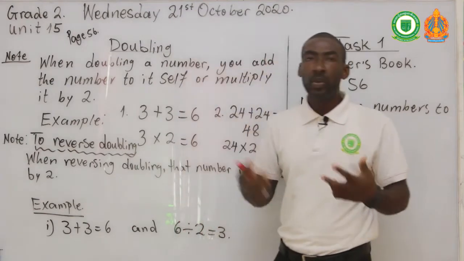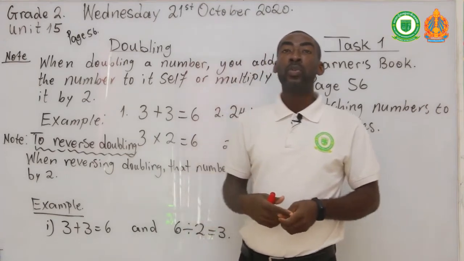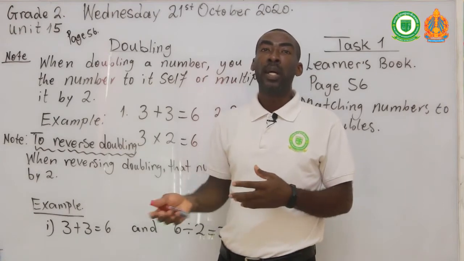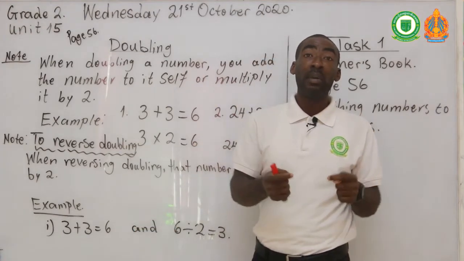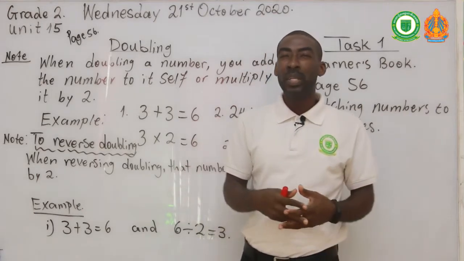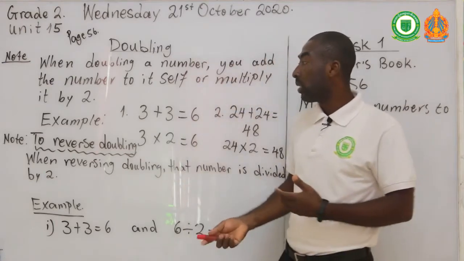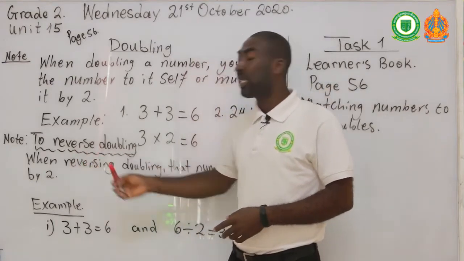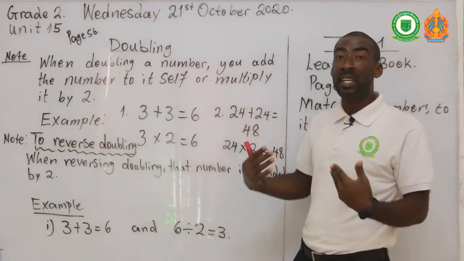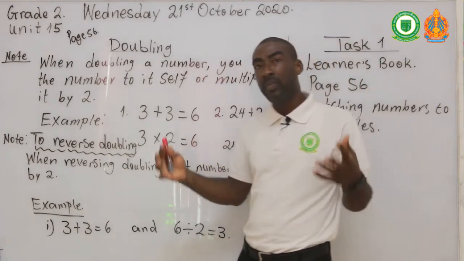Okay, so assuming you have a number already and you are supposed to reverse, that means you are supposed to identify which number was added to itself or multiplied by 2 to get the double. How do you handle situations like that? That situation is what we call to reverse doubling. To reverse doubling means you are going back to the first number that you were dealing with before you doubled it up to get a bigger number.